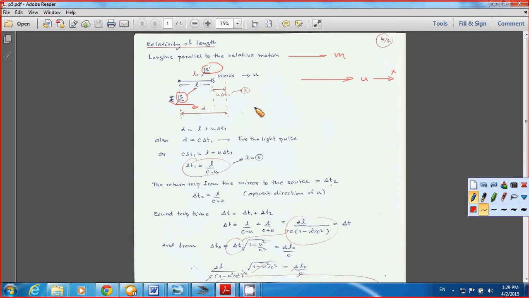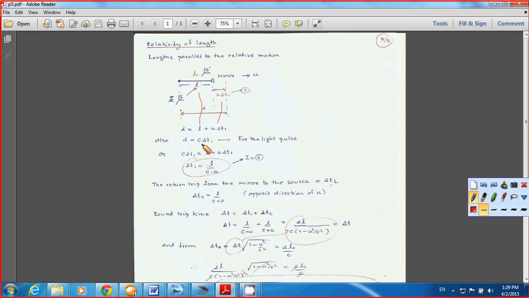So let's take a look at what can happen and how to derive the Galilean length transformation. Okay, let's take a look at the picture. You see that d is simply equal to L plus u delta t1, right?